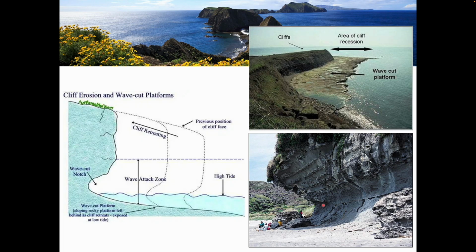On the lower right, we can see that wave-cut notch at the base of this rather unstable-looking cliff. Above that, we can see the wave-cut platform at the base of this sea cliff, where the cliffs have receded over time.